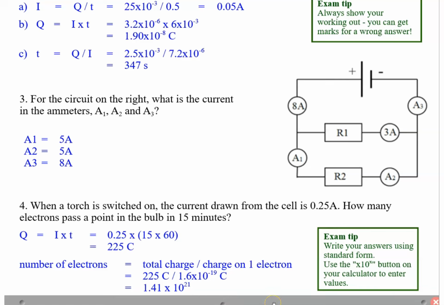And final question, Q equals I times T. We can work out the total charge. Don't forget, we need to change minutes into seconds to get 225. And then if we want to work out the number of electrons, as we said previously, the total charge divided by the charge on 1 electron should give you 1.41 times 10 to the 21. So we've got no units here, and that's the end of the first lesson.